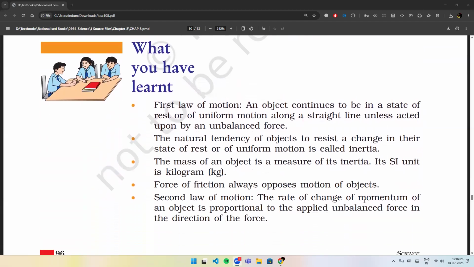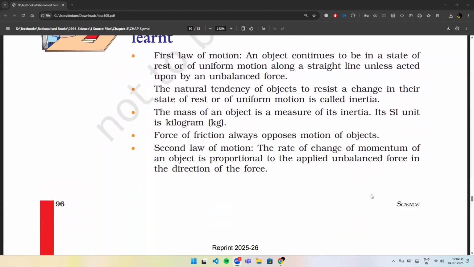What you have learned. First law of motion. An object continues to be in a state of rest or of uniform motion along a straight line unless acted upon by an unbalanced force. The natural tendency of objects to resist a change in their state of rest or of uniform motion is called inertia. The mass of an object is the measure of its inertia. Its SI unit is kilogram. Force of friction always opposes motion of objects.